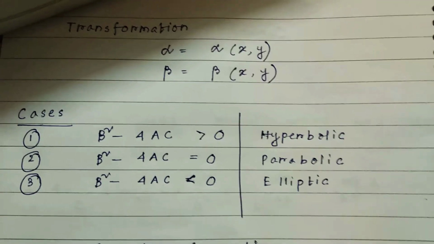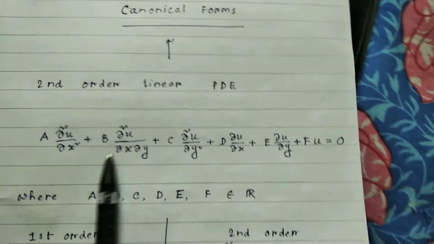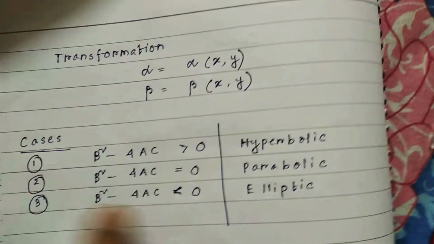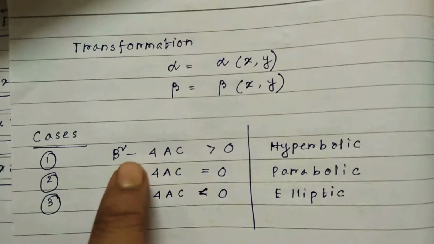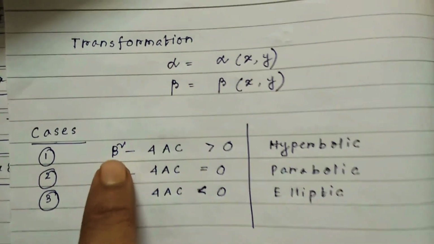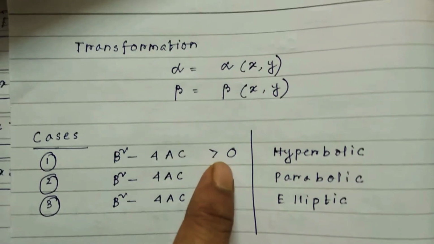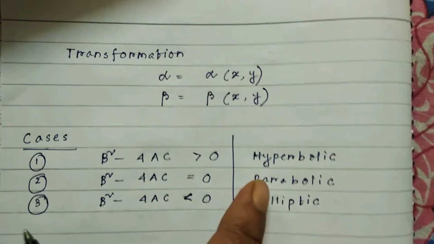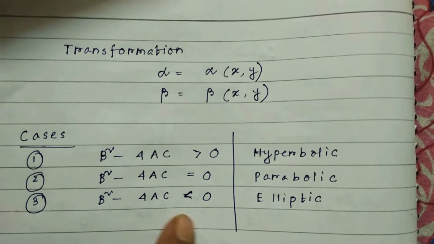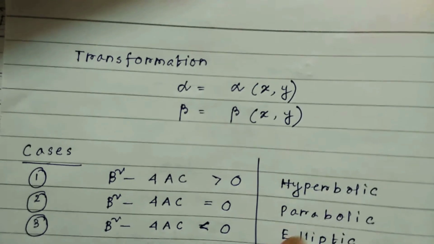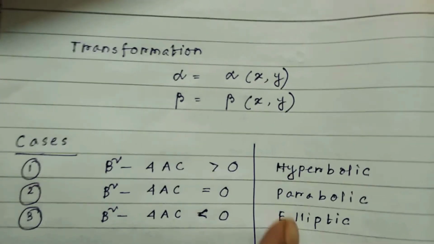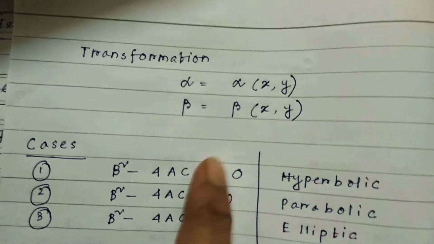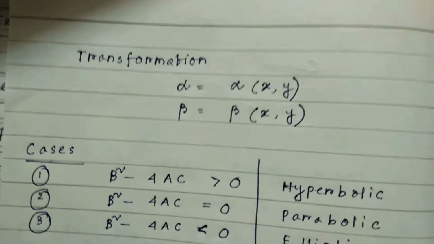So you have given the equation, you just identify these terms, these coefficients a, b, c, d, e, f. You check the sign of b square minus 4ac. If this is greater than 0, the equation is hyperbolic. Equal to 0, the equation is parabolic, and less than 0, the equation is elliptic. So depending upon the type, you can classify.